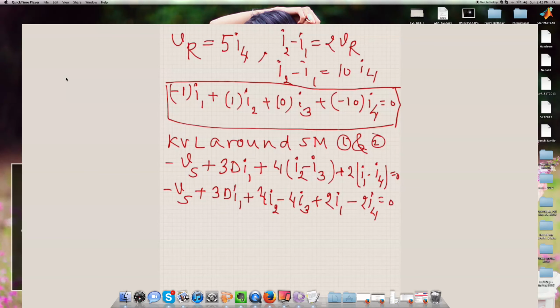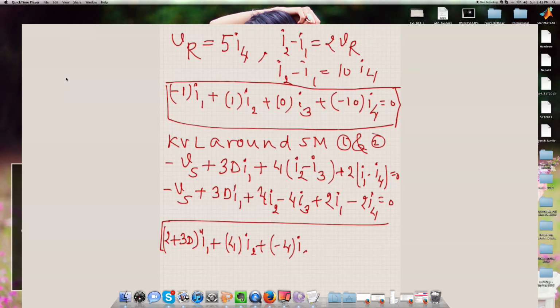We could express this as 2 plus 3D times I sub 1. Notice the operator D is operating on I1 plus 4 I2, then plus minus 4 I3 plus minus 2 I4 equals Vs.